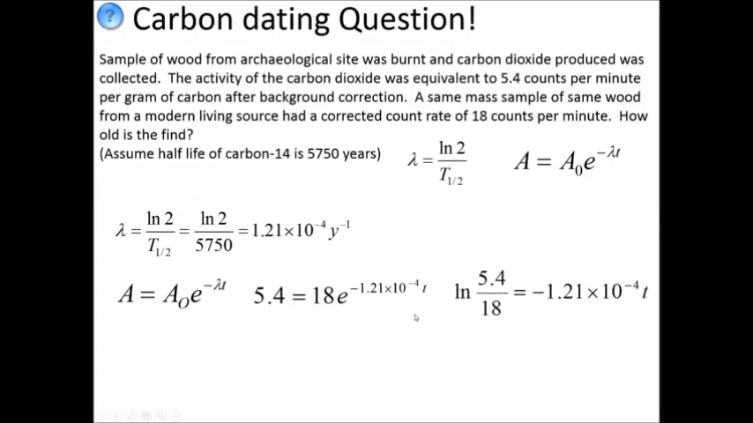Okay, so if we just do natural logs of both sides, then we get natural log of e, which cancels out. We can do a little bit more maths, so ln of 5.4 over 18 gives minus 1.204. Then we can divide 1.204 by 1.21 times 10 to the minus 4, and this gives us a value of t of 9,950 years. So using a count from a sample of wood, we have managed to work out how long ago it has been dead, and it's nearly 10,000 years.